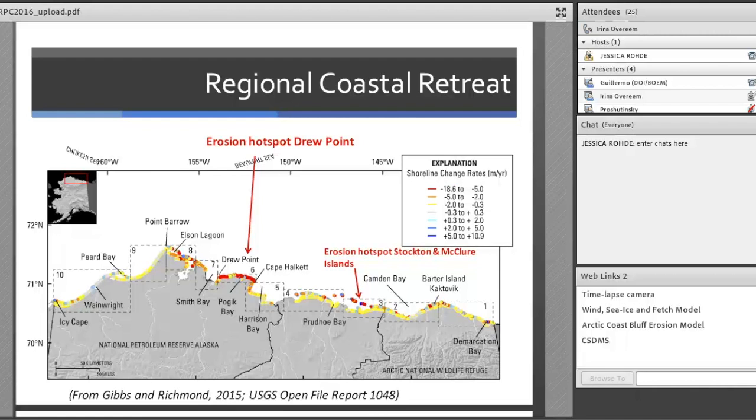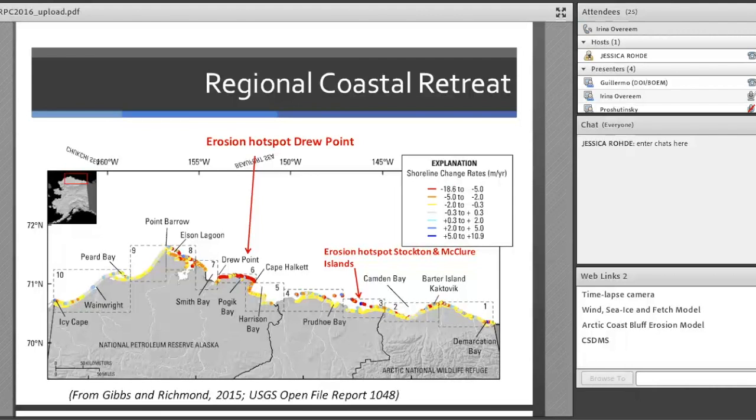And so I want to talk today mostly on this erosion hotspot Drew Point where we did all our field observations, but I also wanted to make you aware that these same questions need to be asked for some of the barrier islands in this region, where it's another erosion hotspot, and these barrier islands have been migrating inward or shoreward.